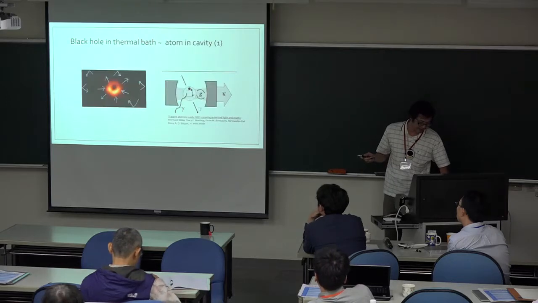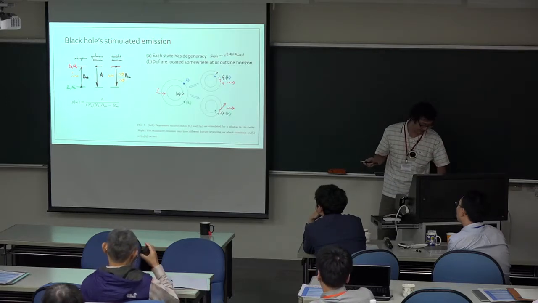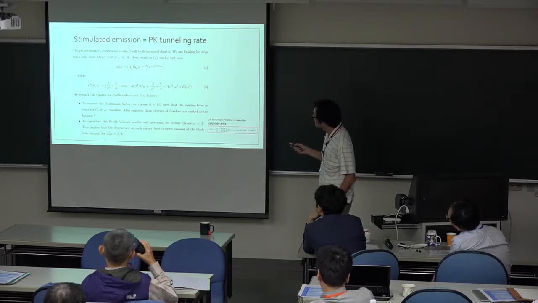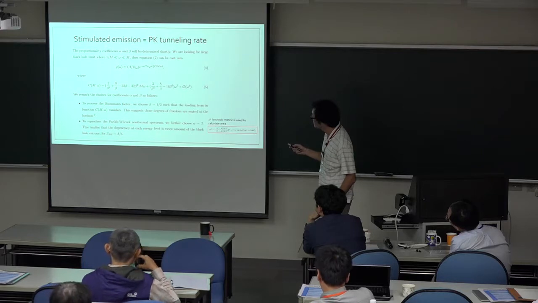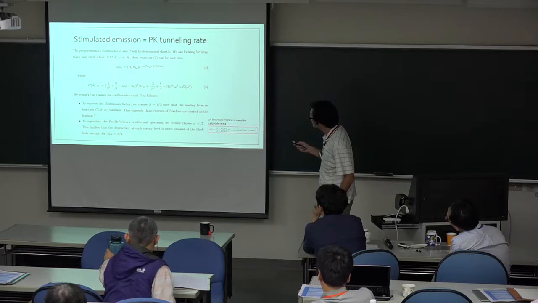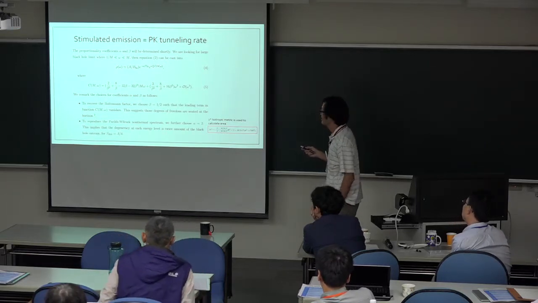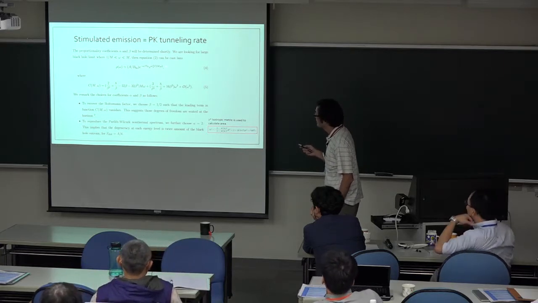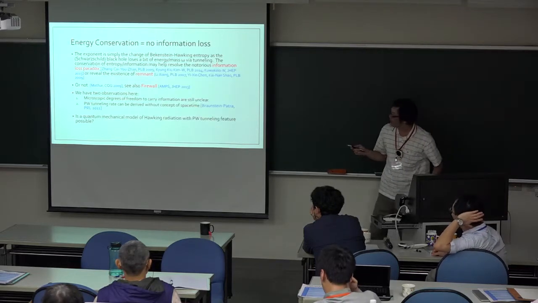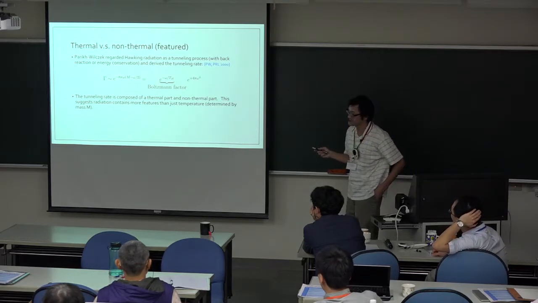My goal is to make both terms look like a Parikh-Wilczek tunneling rate. In order to make the first term look like a Boltzmann factor tunneling rate, of course I need to make A equal to B, but it's not important because in this case I can always renormalize. But in order to have the second term look like the Parikh-Wilczek tunneling rate, I need to have this to be 4 pi omega squared, as you can see here, right? 4 pi omega squared.